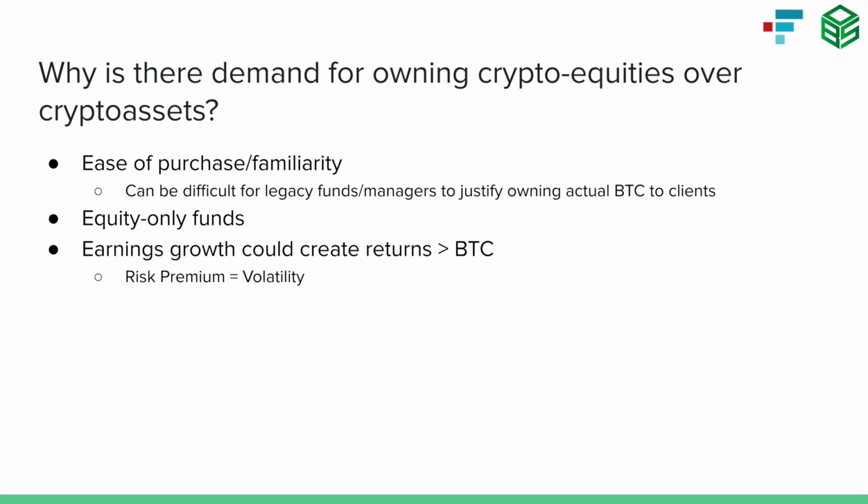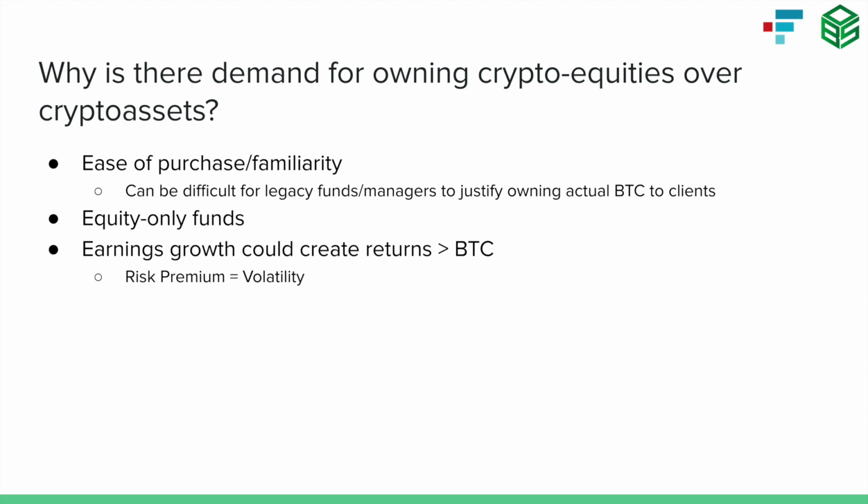I think one of the first answers would be this ease of purchase or this familiarity with owning equities, right? Most people have some form of equity account, a Roth IRA, a 401k. So the fact that millions of Americans already have stock accounts and own equities, there's this little bit of comfort that comes with finding an avenue to be exposed to Bitcoin through a traditional finance method.